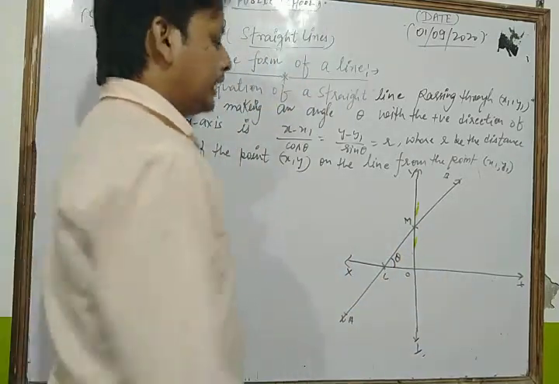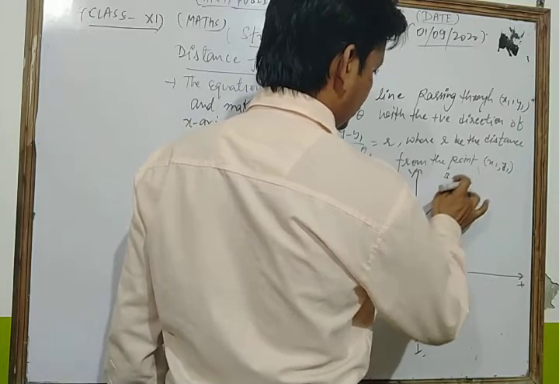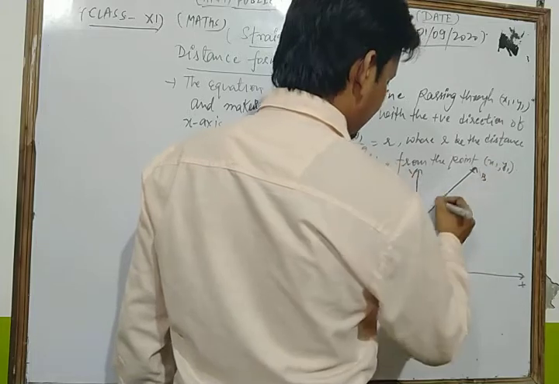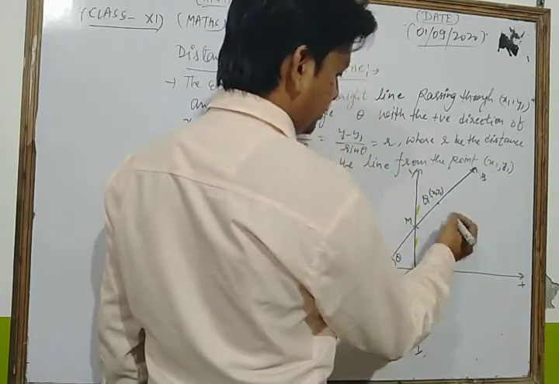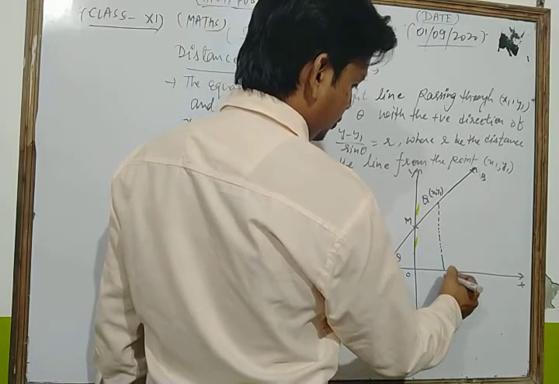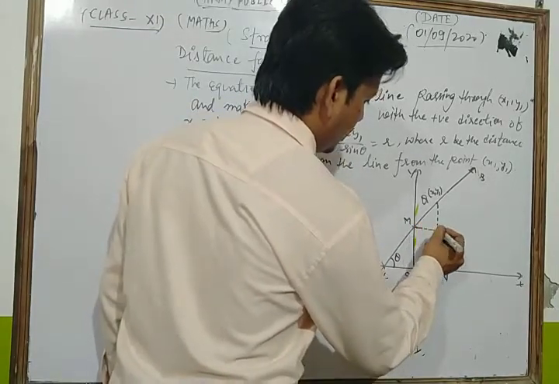And let us take that the line passes through the point x1, y1. Let us call that point Q, and we draw QN perpendicular to OX.